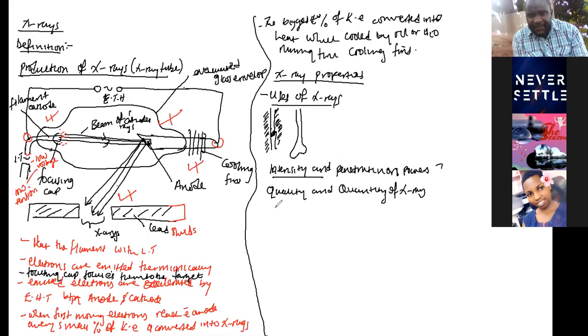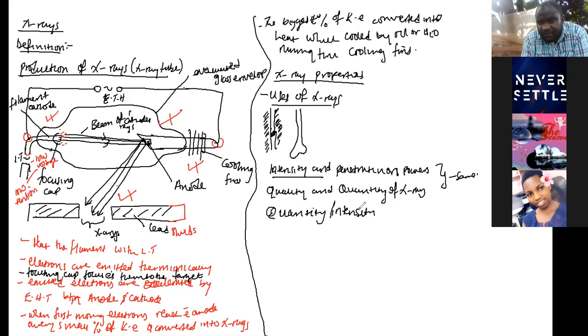For example, intensity talks about quantity. Then penetration power talks about the quality. Now let's talk about each and every one of them. Let's start with quantity. Quantity of X-rays depends on what? The number of X-rays we have. How many X-rays are you producing? You need to go back to where they come from. Where do X-rays come from?